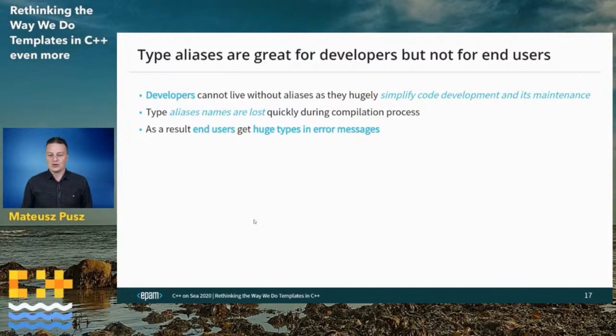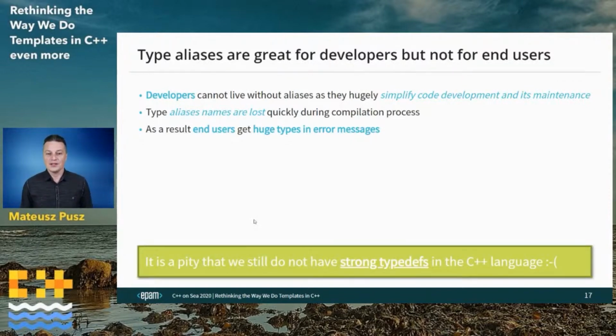So the end user gets huge error messages. And it's a pity that we still do not have strong typedefs in the language. Walter Brown, who provided the keynote during this conference on the first day, was trying to standardize strong typedefs for many years, provided many proposals to the committee, but none of them succeeded. And until now, we don't have them in the language. We have to use aliases or other techniques to improve this experience. Most of us use aliases, but you've seen what the result of it is. It's not the best for the end users.